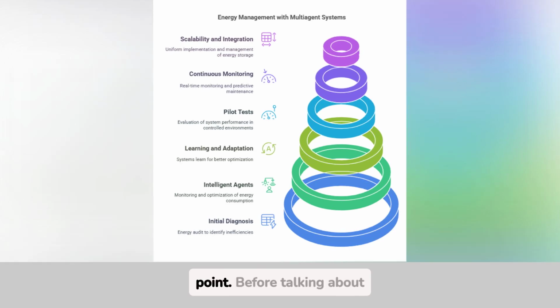Excellent starting point. Before talking about multi-agent systems, the first step in any optimization strategy is to perform an initial diagnosis and energy audit. This process allows us to understand how you currently consume energy, identify inefficiencies, and propose concrete improvements. For example, we review tariffs, contracts, and consumption patterns to detect opportunities. In a recent audit I implemented with a client in the industrial sector, we were able to identify energy savings of 20% by simply adjusting their ventilation systems and optimizing energy contracts.